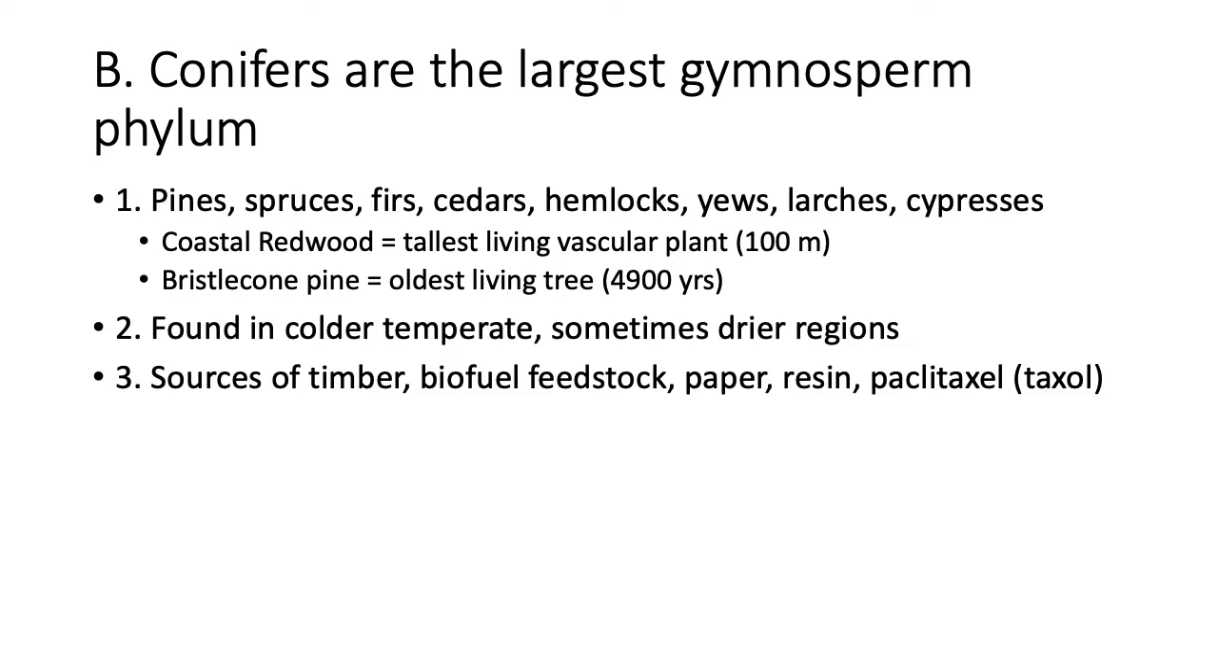Conifers have some unique adaptations to them, and you're going to see that on the next slide, but you usually find conifers in colder temperate areas, sometimes drier regions. And conifers are pretty important to us because they're sources of timber and lumber, biofuel, feedstock, paper, resin, and then Taxol, which is a drug used to fight cancer.